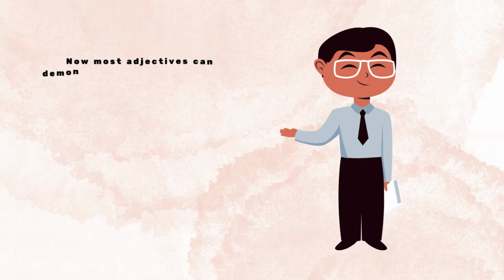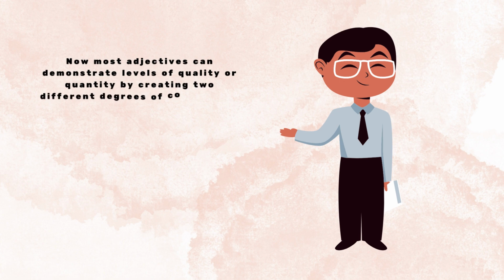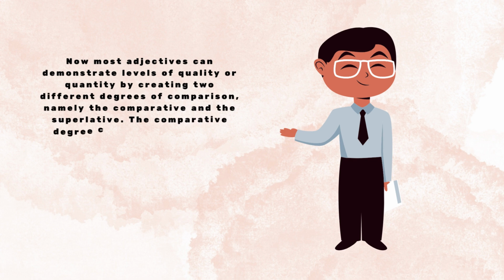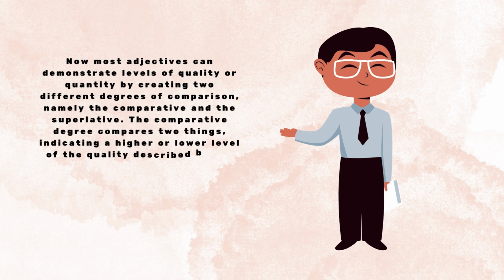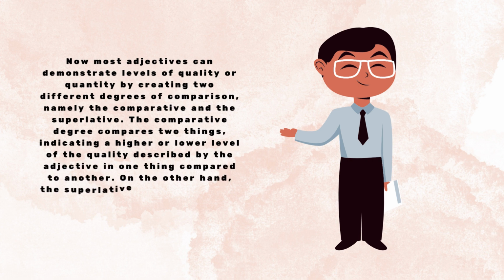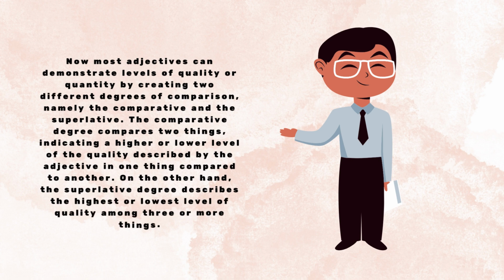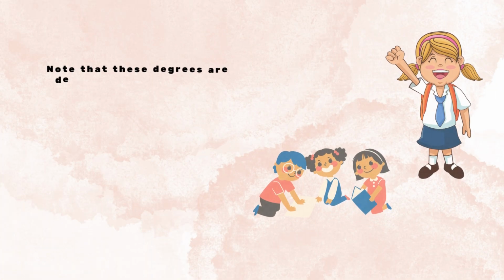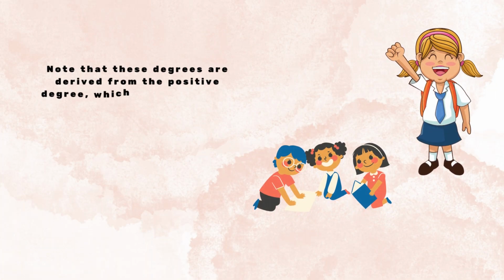Now most adjectives can demonstrate levels of quality or quantity by creating two different degrees of comparison, namely the comparative and the superlative. The comparative degree compares two things, indicating a higher or lower level of the quality described by the adjective in one thing compared to another. On the other hand, the superlative degree describes the highest or lowest level of quality among three or more things. Note that these degrees are derived from the positive degree, which is the standard form of the adjective.